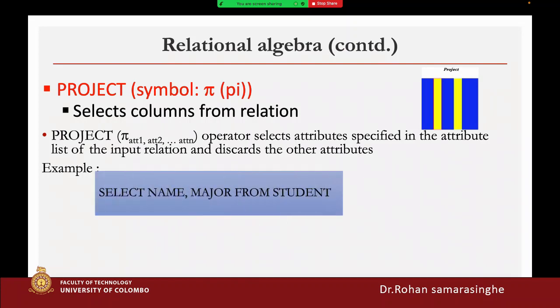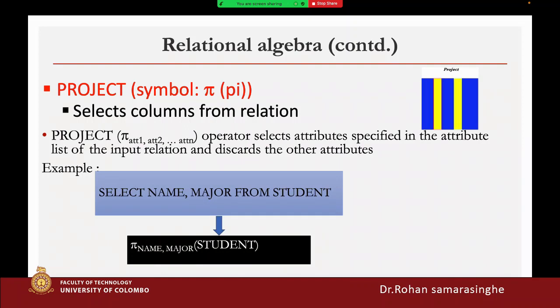Select name, major from student. You want to get only the name and major from the student relation. In such a case, you can write the projection of name, major from the student. Then you can get all the names and majors of the student relation saved in that table. Okay. Next. In this case, duplicate rows are eliminated.